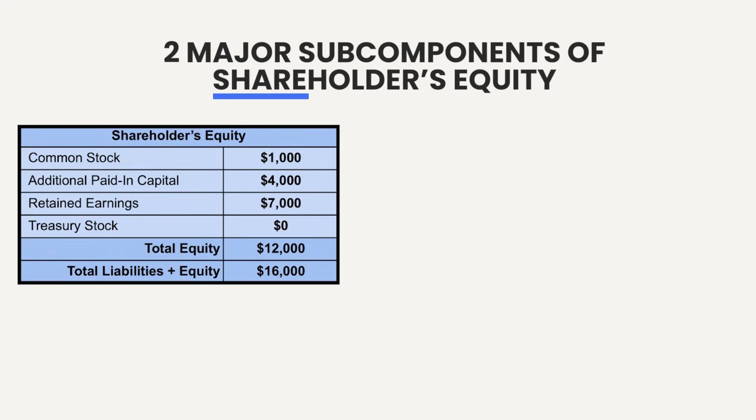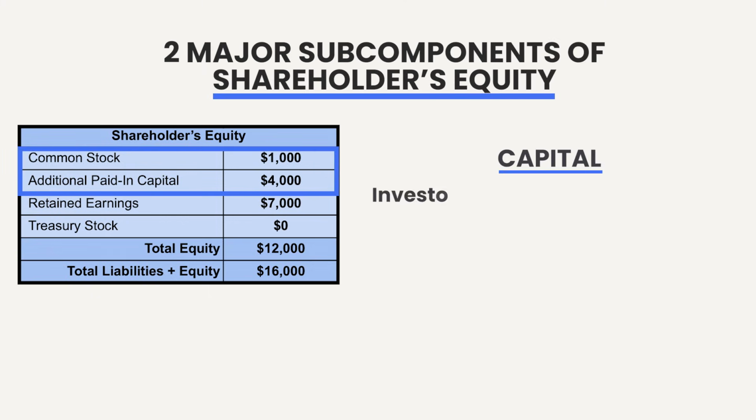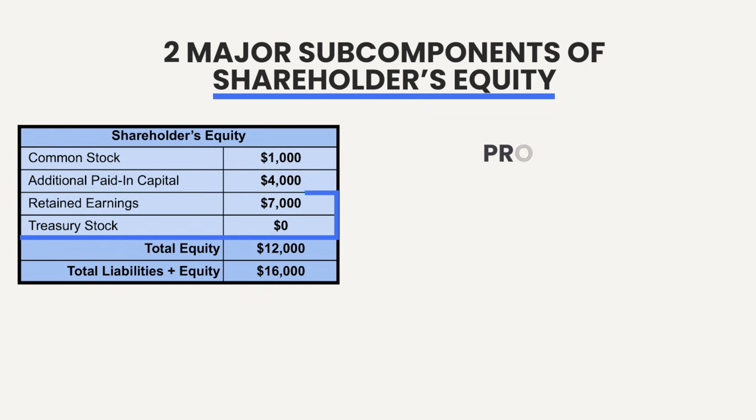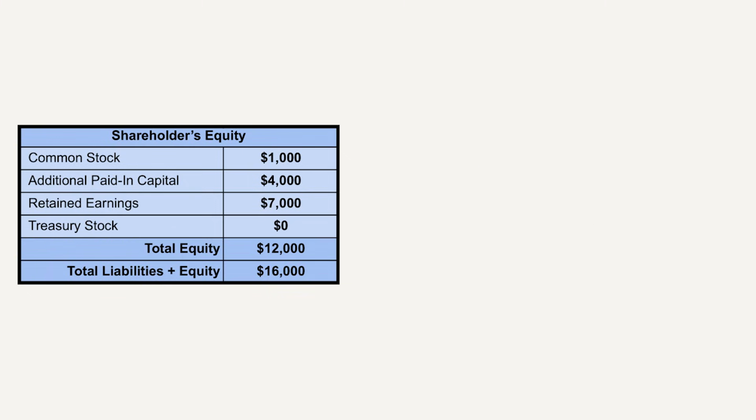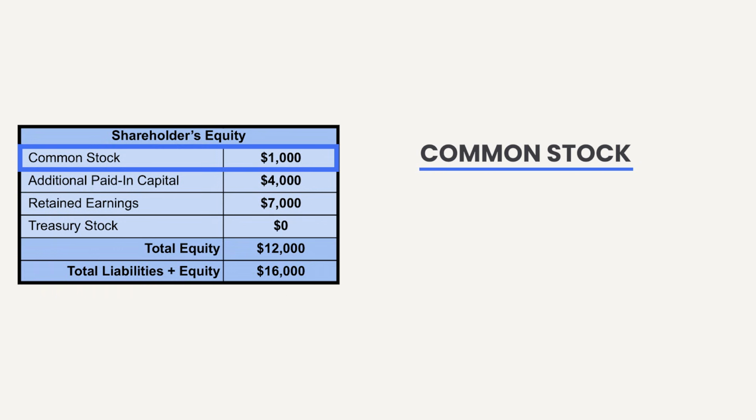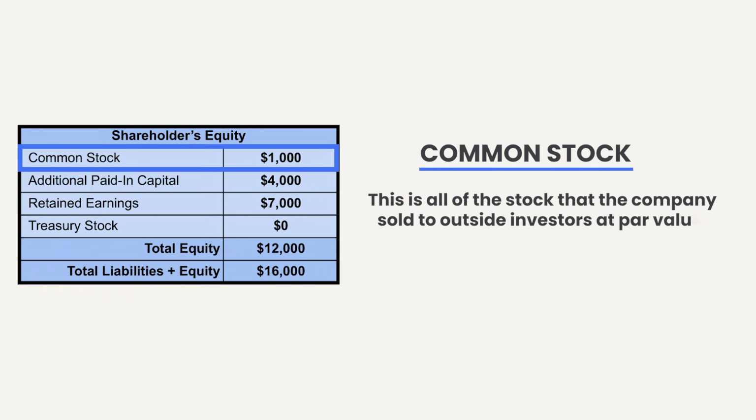Shareholders' equity has two major subcomponents. The first major subcomponent is the capital that investors put into the business to get it started and fund its operations. And the second is the profit that was internally generated by the company and was kept inside the business. Starting at the top, we see a category called common stock. This is all of the stock that the company sold to outside investors at par value.